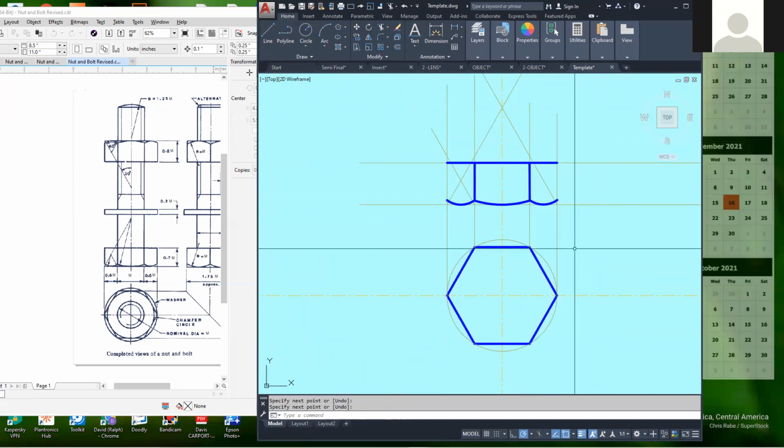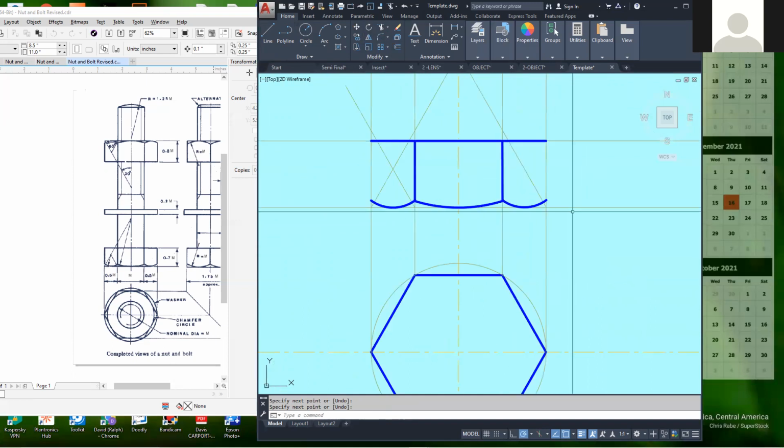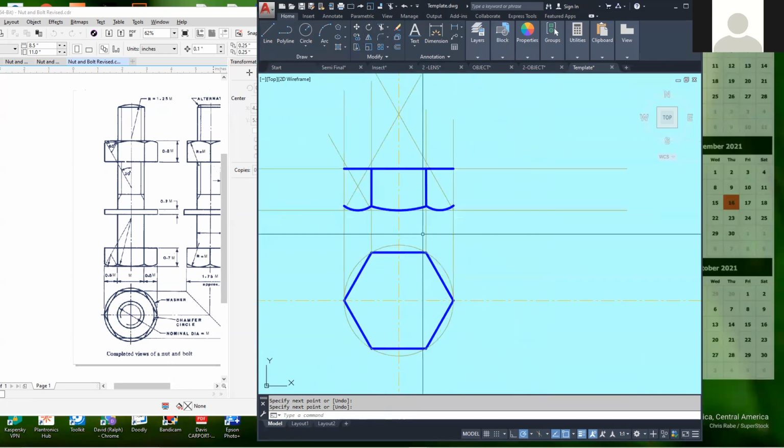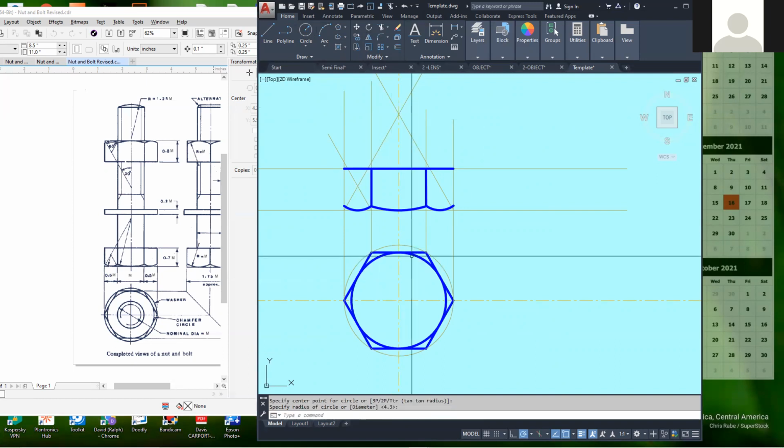Now the thing is, as a safety feature, what happened with these nuts is that if you put the corner here square, it could be very sharp and dangerous to use. So what is done is that they smoothen off the edges. So you will see a circle from here to the edge of the hexagon. There's the problem with the online thing.